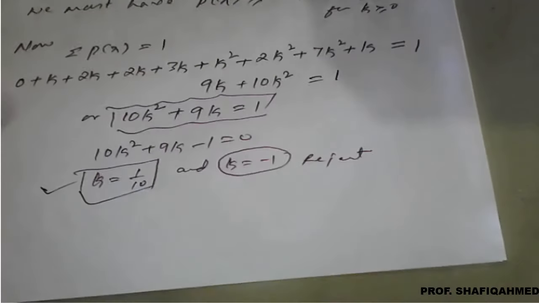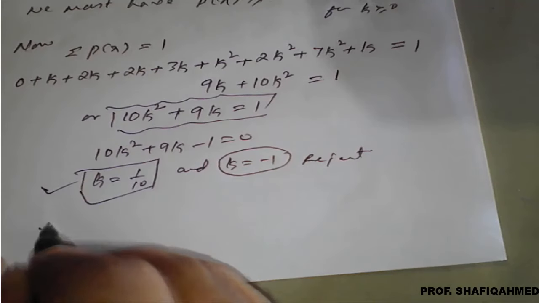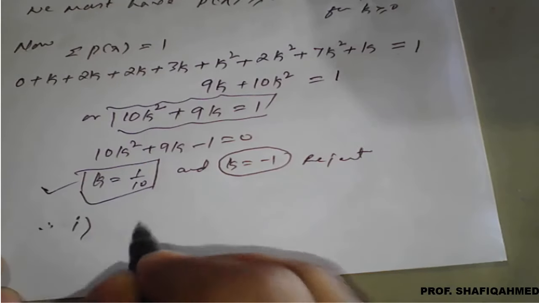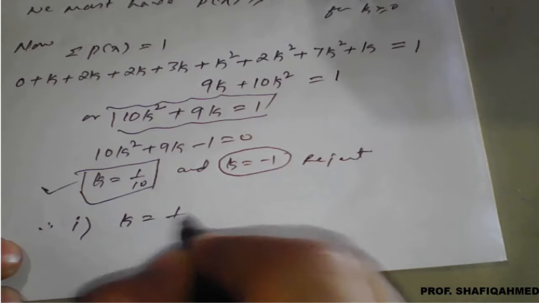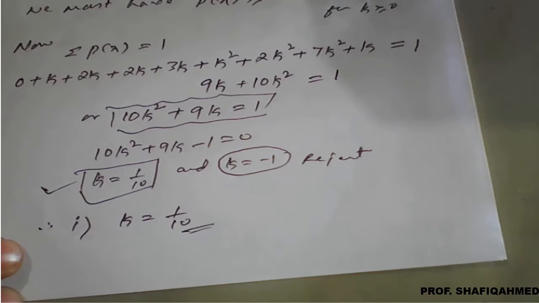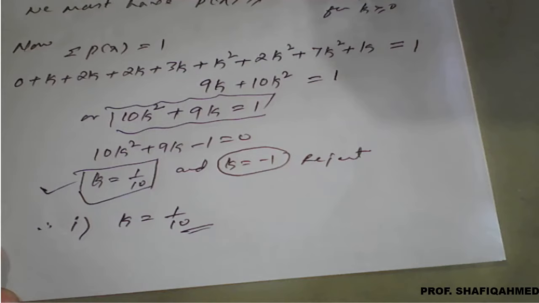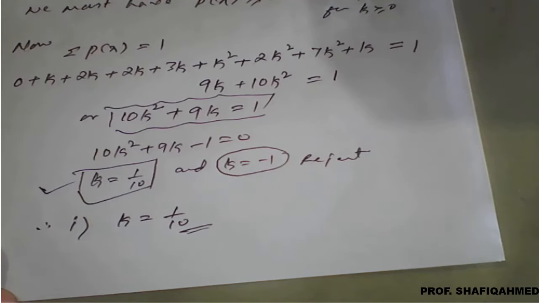So now we got the value of k. Therefore the first answer is k is equal to 1 by 10. We got it. Second, evaluate P of x less than 6, and we need to find P of x greater than or equal to 6. Both answers we need to find.